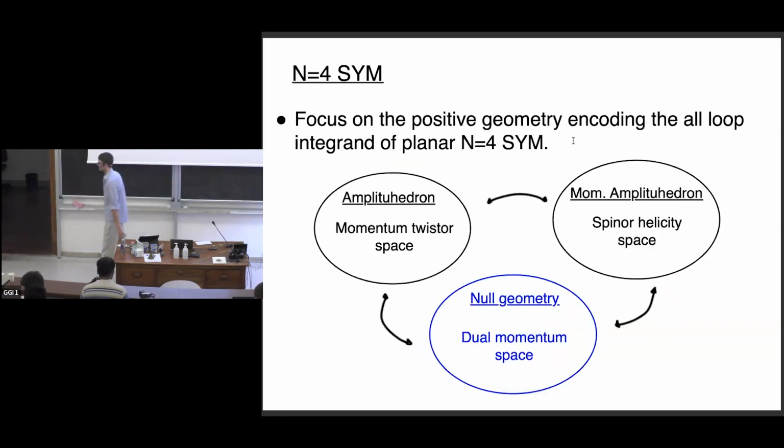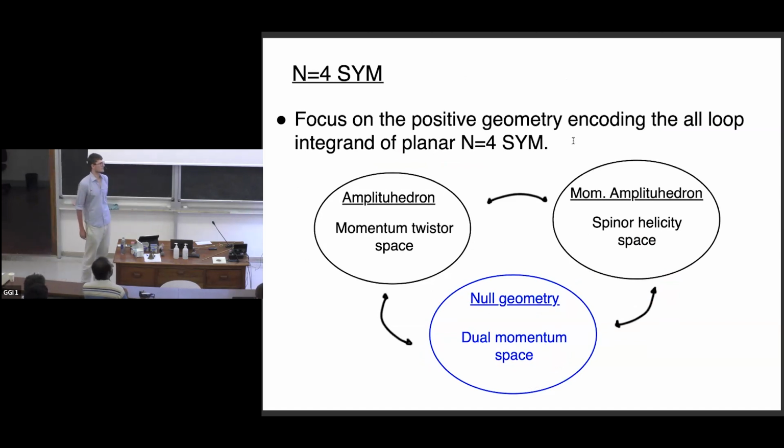So we'll be focusing on N=4 super Yang-Mills, and in particular we'd be interested in the positive geometry which encodes tree-level scattering amplitudes and the all-loop integrand for planar N=4 super Yang-Mills. And depending on the description of the kinematic space which you prefer, this positive geometry comes with different names. So if your favorite kinematic space is momentum twistor space, we call this positive geometry the amplituhedron.